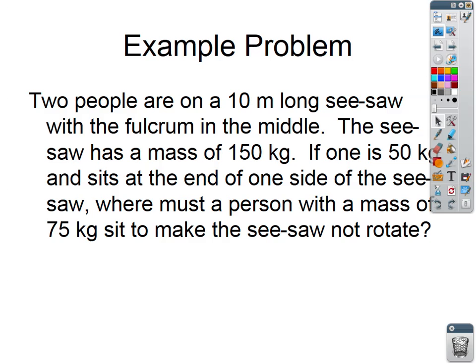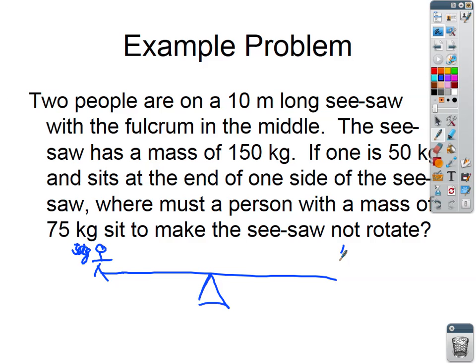So we can already think about this a little bit. If I draw this out initially, we have a seesaw. The fulcrum's right in the middle. Make this side a little bit longer. You have the 50-kilogram person all the way at the end, so a lighter person at the end. Where will the 75-kilogram person sit?